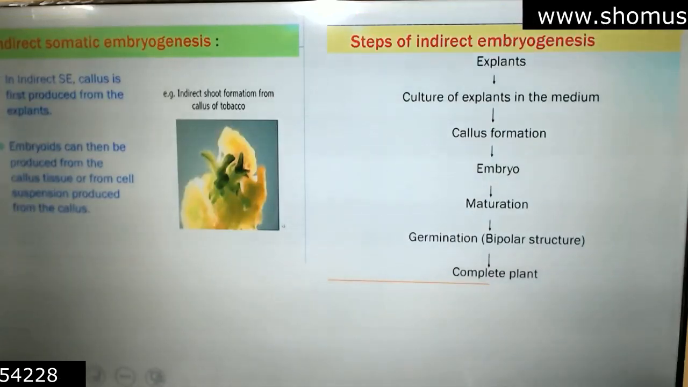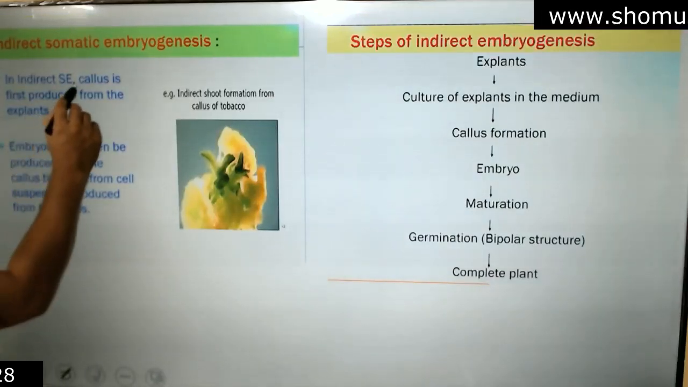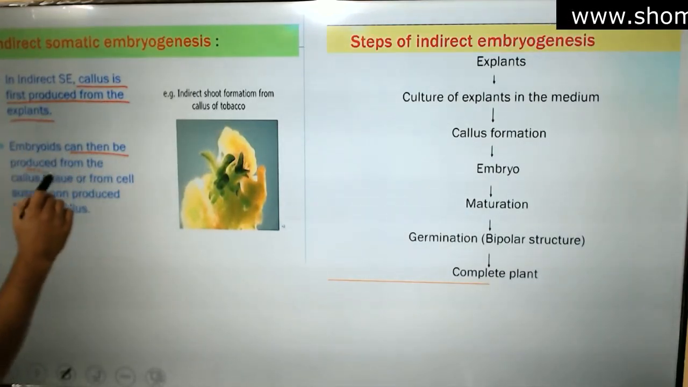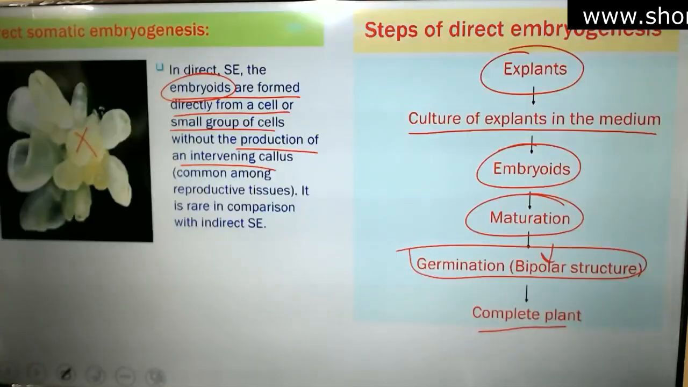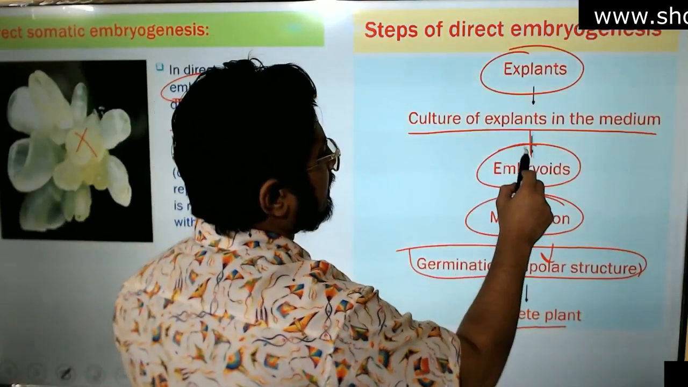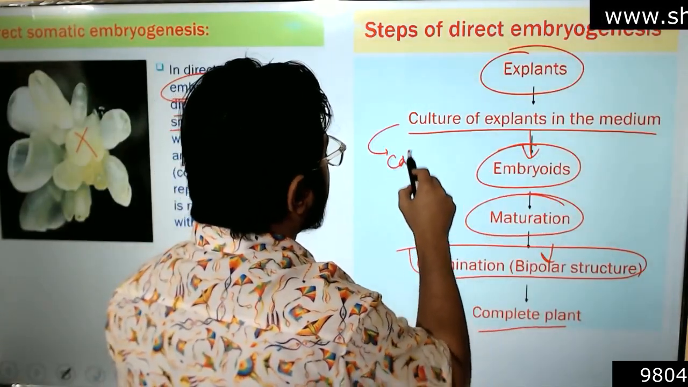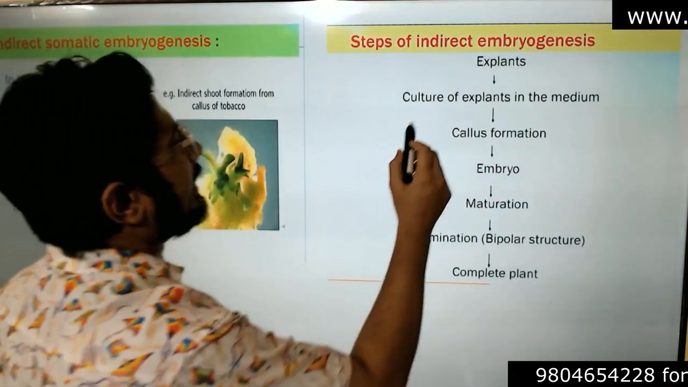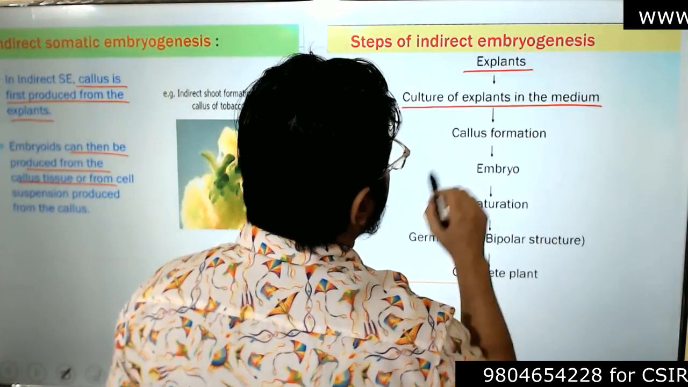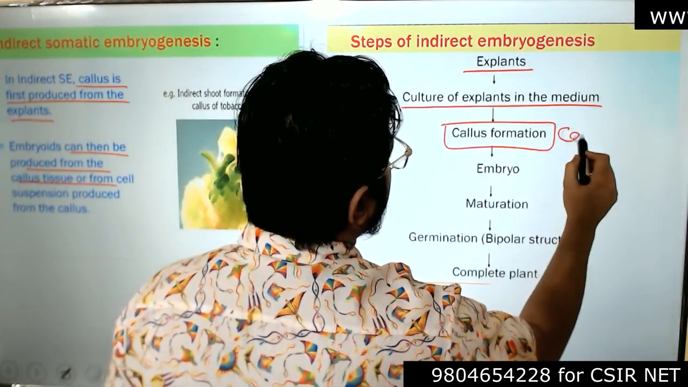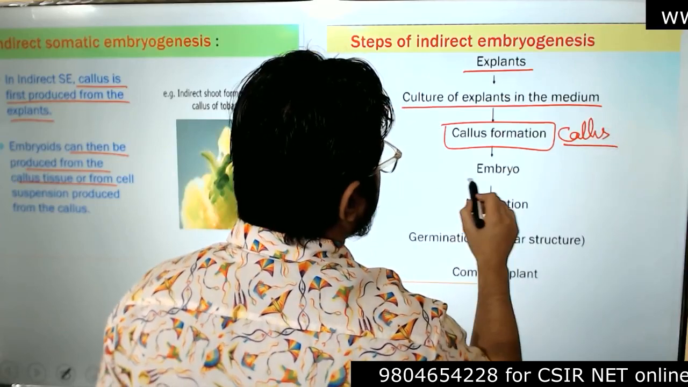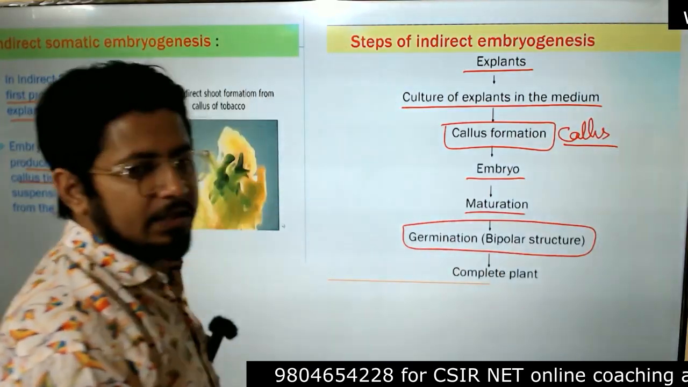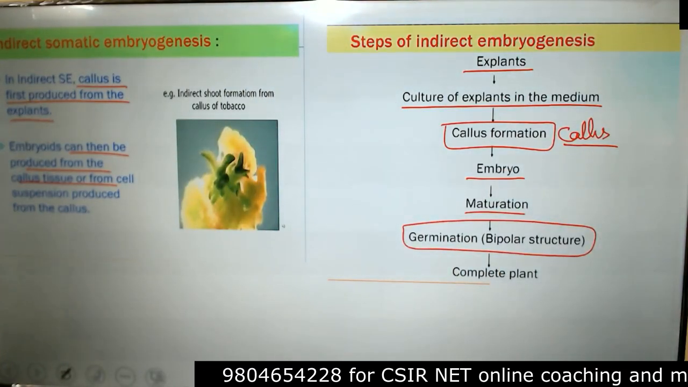While in indirect somatic embryogenesis, callus is the first form produced from the explant. Embryos can then be produced from the callus itself. So earlier we saw that embryos are formed directly from the explant, but here the embryos will form from callus. So the explant is taken, culture of explants in the medium, then this is unique, right? Callus is formed, then embryo is formed from callus, then maturation, germination of bipolar structure, completion of the plant formation.